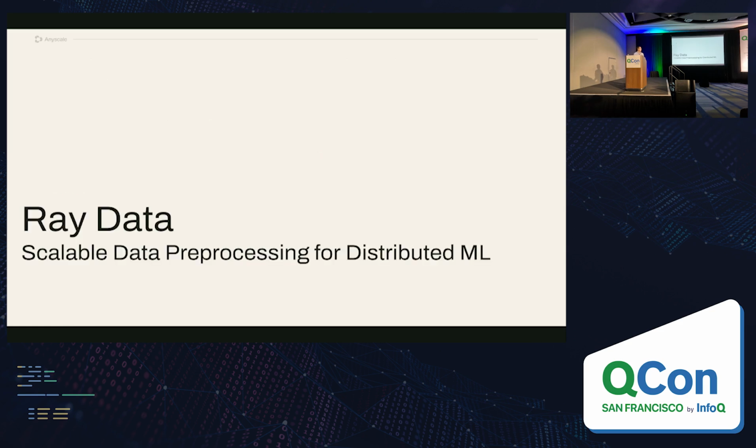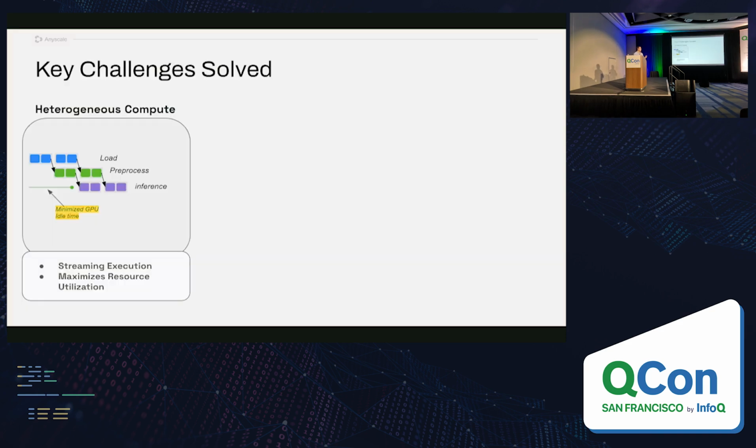Okay, so once we have Ray to deal with the scalability, next, we can build Ray Data, which is a scalable data processing library for distributed machine learning processing. So let's start with the key challenges that Ray Data has solved. First is heterogeneous computing. Like I mentioned in the beginning, in the different stages of your data pipeline, you may need different hardware in terms of CPUs and GPUs.